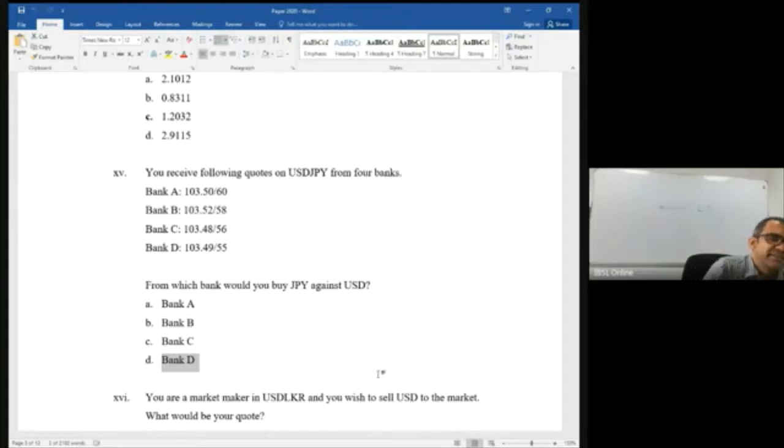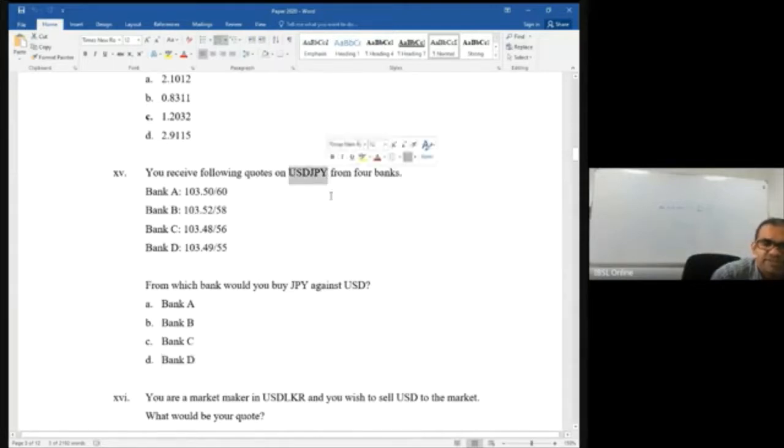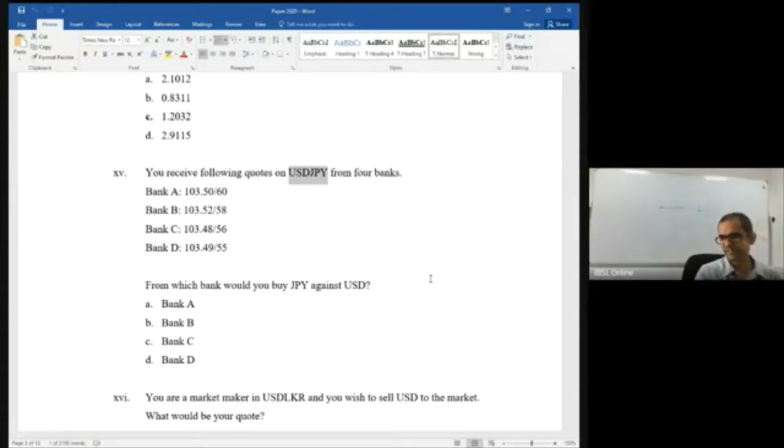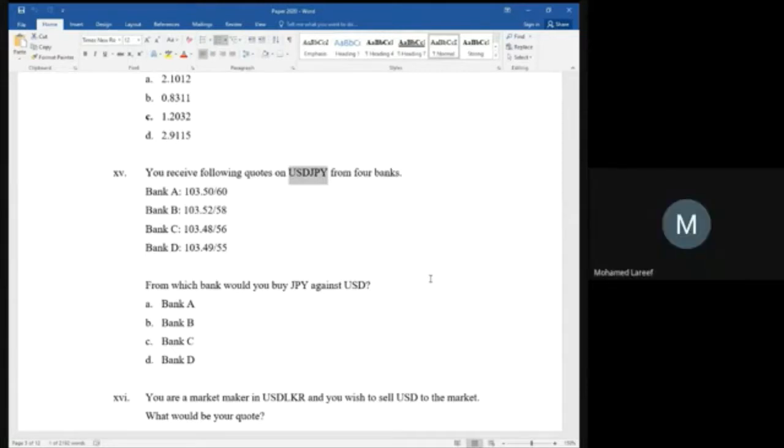Okay, what is the currency pair? USD JPY, dollar yen. So at the bid price, what do you do if you are a price taker? We sell. You are a price taker. At the bid price, what do you do? As a price taker, we sell what? Sell JPY.